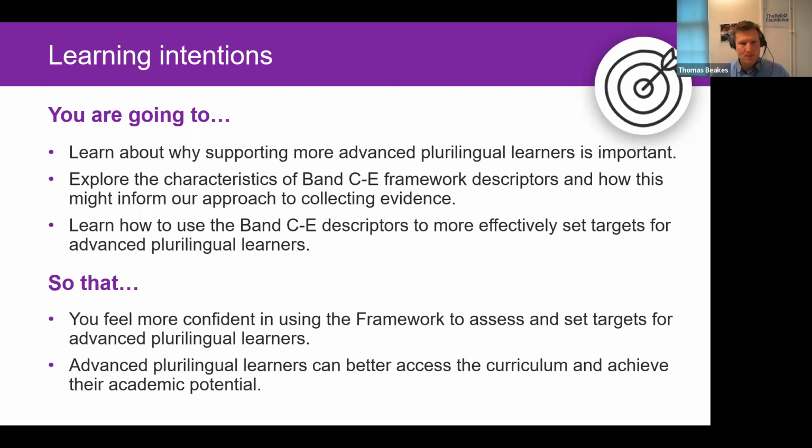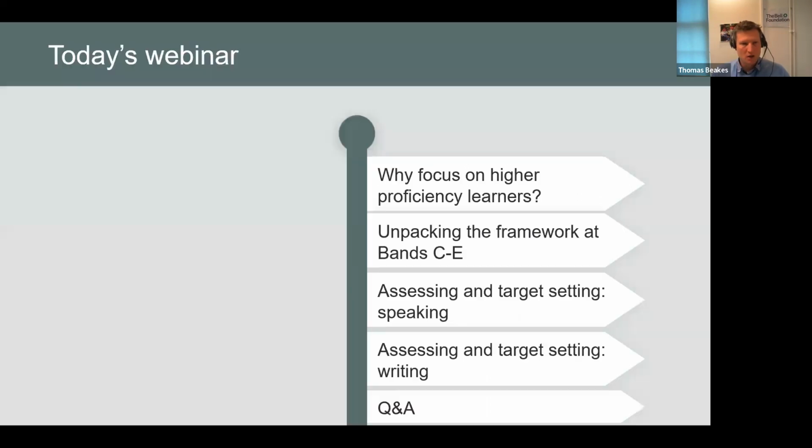And this is how we're going to get there today. We're going to focus a little bit on why we should be supporting our more advanced learners. Then we're going to look in more detail at the framework at bands C to E, and look at perhaps why they might be more tricky to work with than the lower bands, and how we can make them clearer to both our students and to the teachers who work with them. And then we're going to move on to looking at a process for using the bands to assess and set targets for our more advanced learners. And in particular, we're going to focus and take some examples from speaking and writing, since these are the two areas that we tend to explicitly assess.